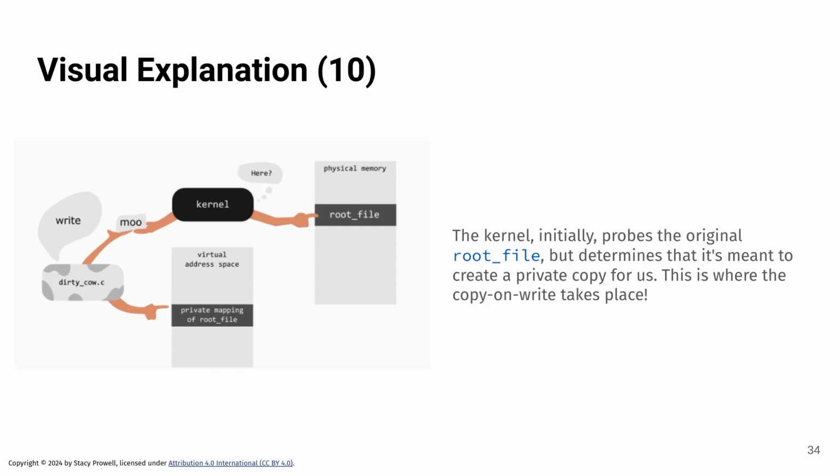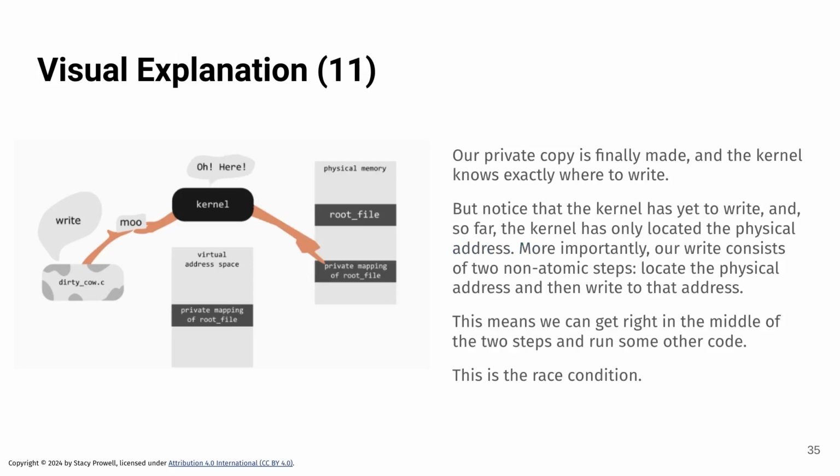So the kernel probes the original root file. It tries to write to it, but it gets an exception. And that means it's now got to create a private copy for us. That's the copy on write. So it tries to write, but gets an exception. It says, oh, I've got to allocate memory, and then I can write to the copy of the memory, which isn't what we want. So we interrupt this process.